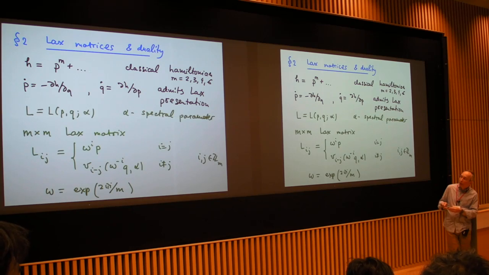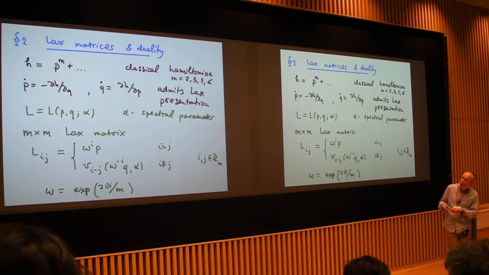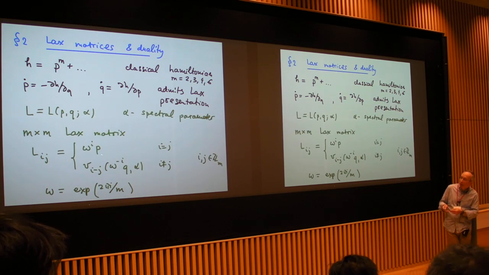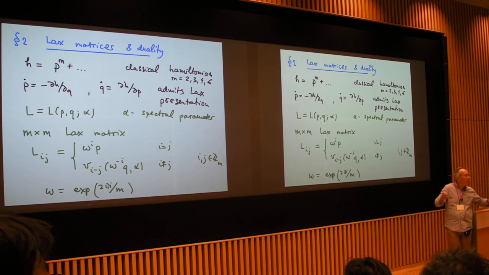So you look at the Hamiltonian dynamics for this Hamiltonian of order m and momentum, here just one momentum. It turns out that it admits a Lax representation with Lax matrix depending on the spectral parameter. Okay, it's a little bit complicated. I probably will just gloss over it, but the structure is basically along the diagonal. This will be a matrix of size m by m. In the most complicated case, remember we're still just in the rank one case: one coordinate and one momentum. So if m is 6, it will be a matrix of size 6 by 6.